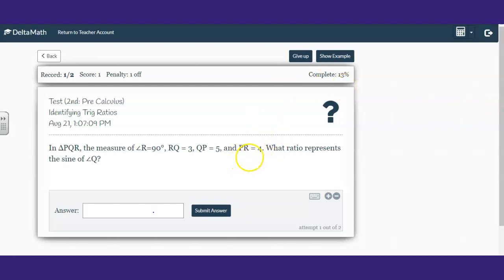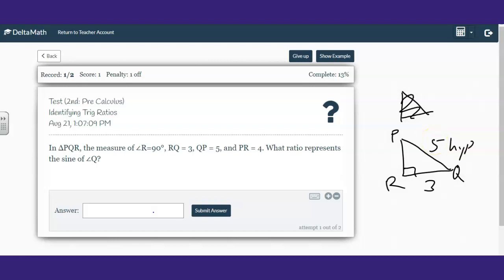So here's how you would solve this one. All right, you got a triangle. Anyway, you have this triangle PQR where R is 90 degrees. So that's R, and then P and Q. It doesn't matter because it's going to be the same thing. RQ is 3. QP is 5. That's our hypotenuse. And PR is 4.